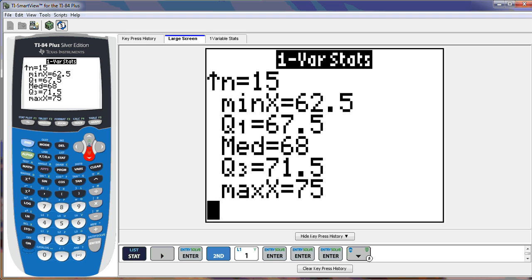So really, all we had to do was just a couple of button pushes, and we were able to find a lot of information. And we're going to be using that pretty much throughout the rest of the semester whenever we have data sets.